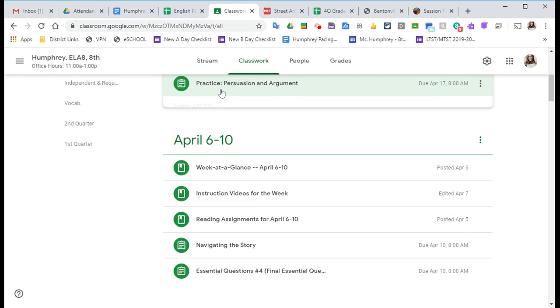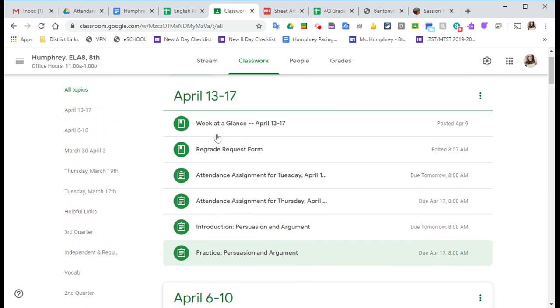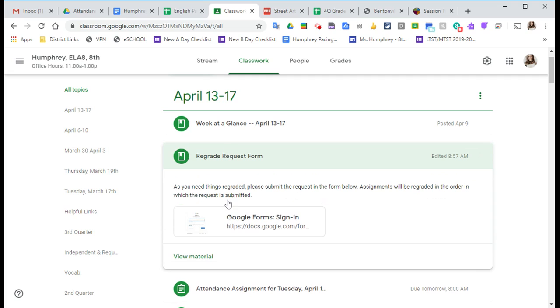A couple of things I do want to address before moving on is the regrade request form. I have gone over this in my videos before, but not many people are watching the videos, so people are missing this. So we'll see how many of you end up watching this video. The regrade request form is if you have anything that needs regraded, it needs to be submitted in this form.